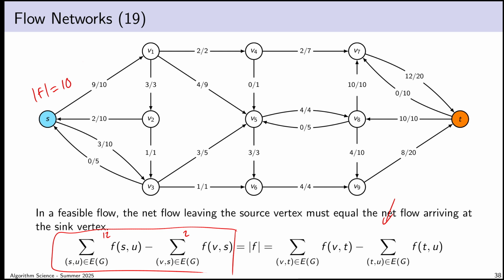And as I said, our standard definition is this left-hand side here. It's this equation. So the total amount of flow leaving vertex S is 10. So 10 units leave it. The value of the flow is just 10, not negative, just positive 10.